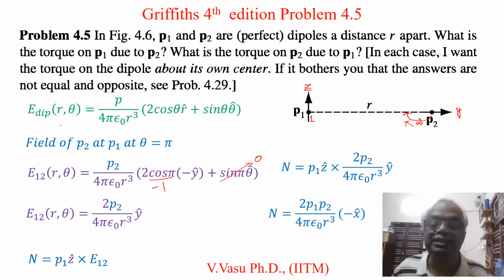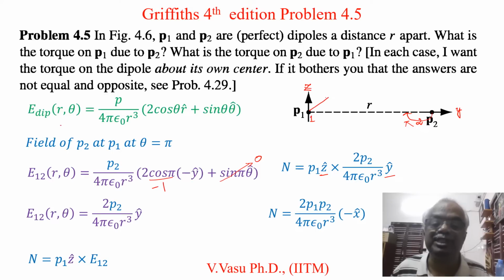Here remember that this cross product is between the z direction and y direction. So z cross y is minus x, because y cross z is x, so z cross y is minus x. So the remaining thing is 2 p1 p2 divided by 4 pi epsilon naught r cube times minus x cap. That means the torque is inward to the paper. That is, this is the negative x direction.